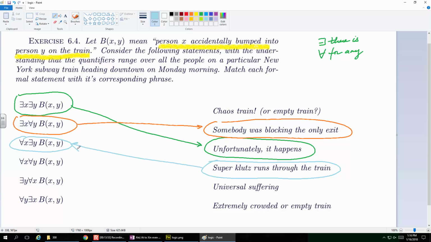Okay. So there isn't a lot left. Universal suffering. Is that just the next one for any X's? I mean, everyone's hitting everyone. Everybody hitting everybody, I think so. So this one, everybody, universal suffering. I want my money back for that train. Okay, extreme. Well, let's look at the logic.